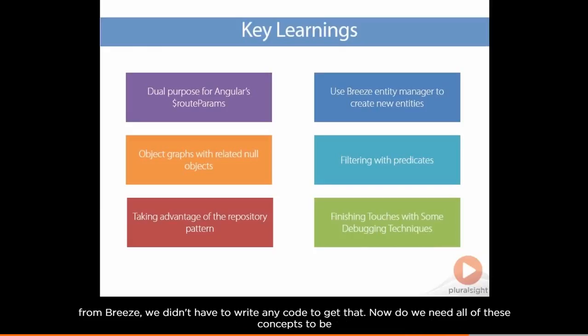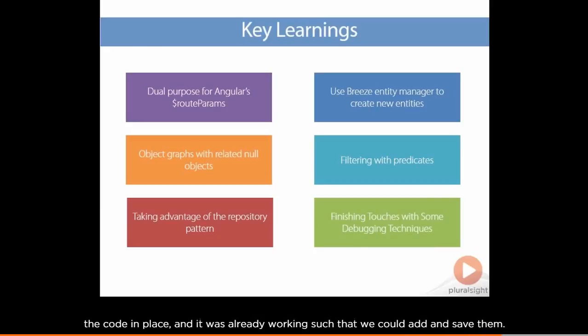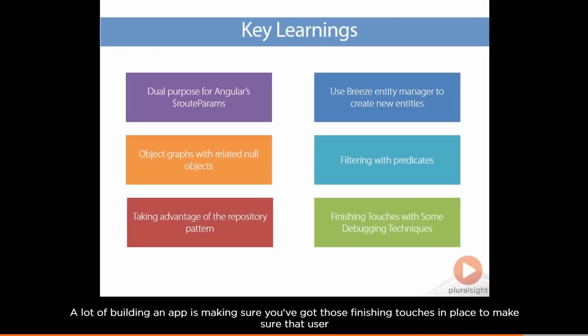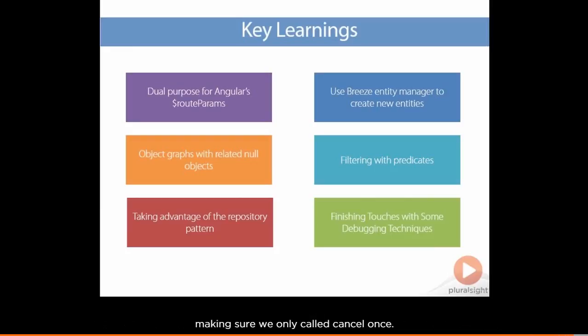Now, do we need all these concepts to be able to add and save new items? Absolutely not. If you remember, halfway through the module, we already had the code in place, and it was already working such that we could add and save them. A lot of building an app is making sure you've got those finishing touches in place to make sure that the user experience is excellent. And that's why we rounded this out with the nullo pattern and the predicates, and making sure we only called cancel once.